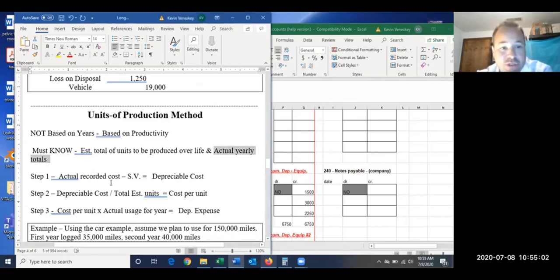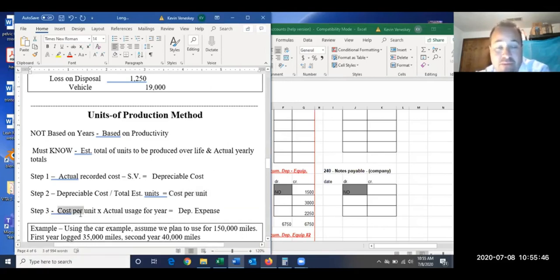Okay, so how we do units of production. Step one is exactly the same as the straight line. We're first going to figure out what our depreciable cost is. Actual cost minus salvage is the depreciable cost. So that's our first item. The second thing we need to do is take whatever the cost is and divide that by the total number of units that I'm going to be using it, in this case maybe miles. Take the cost of the asset and divide it by the miles. That's going to tell you, for every mile I drive, how much I need to depreciate.